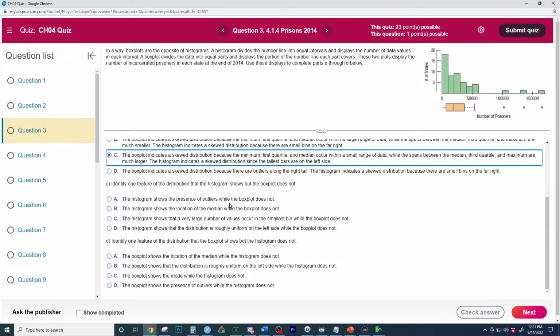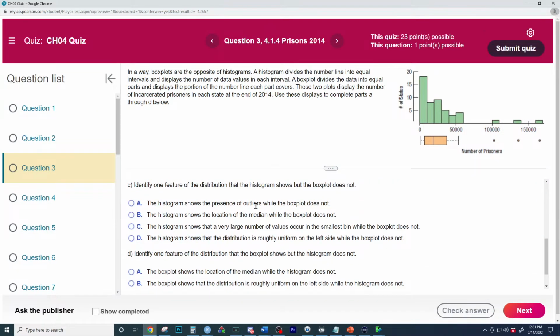Identify one feature of the distribution that the histogram shows, but the box plot does not. So the histogram shows the modality a lot better, and it shows the shape. So something dealing with modality and shape. The histogram shows the presence of outliers. No, they both do. The histogram shows the median. No, that's the box plot. The histogram shows that a very large number of values occur in the smallest bin, while the box plot does not. No, it's not a large number in the smallest bin.